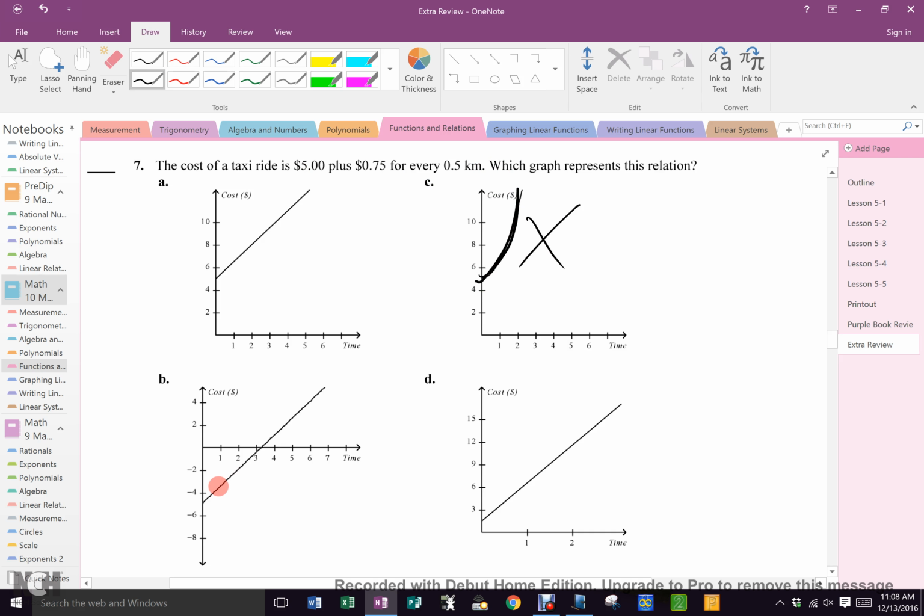Let's check this one. Can it be this one? Can my cost ever be negative? No, because I got to pay for the taxi cab, so it can't be that one. Now, it costs $5 plus. So what is the least it's going to cost me? $5. So when I've traveled no distance, it's got to cost $5. So it has to be A.